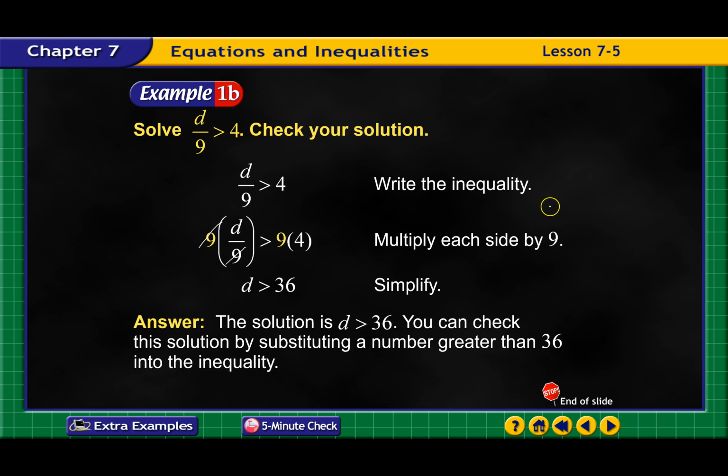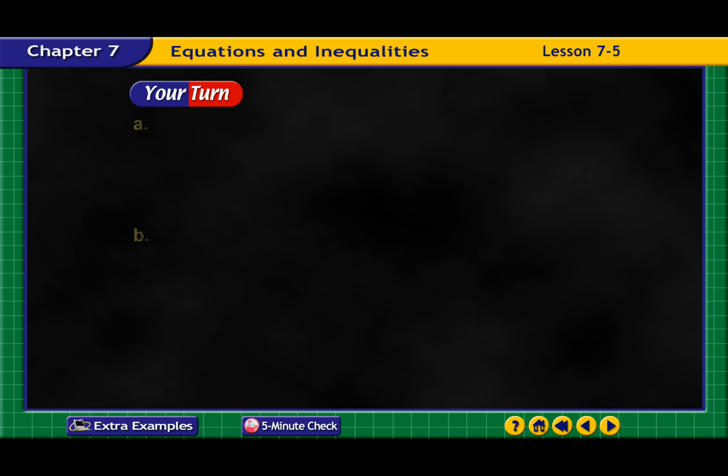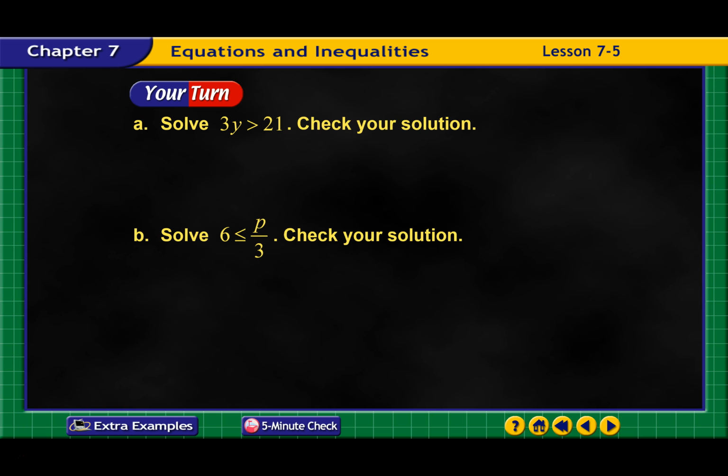Actually, let's do a bigger number, 45. So if I put 45, that's greater than 36, in for d over 9 is greater than 4, 45 over 9 goes in 5 times. 5 ends up greater than 4. Check. We're on the right track. All right, pause that, give it a shot. Don't forget to check your solution.